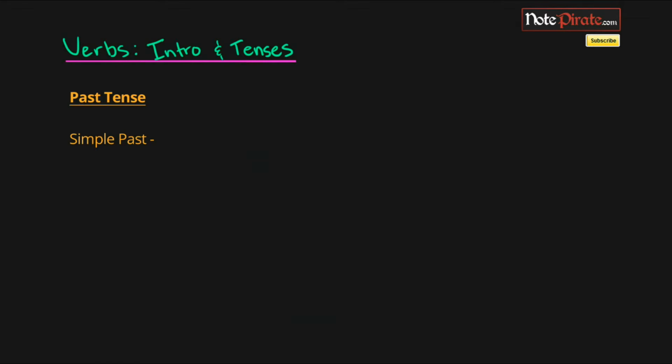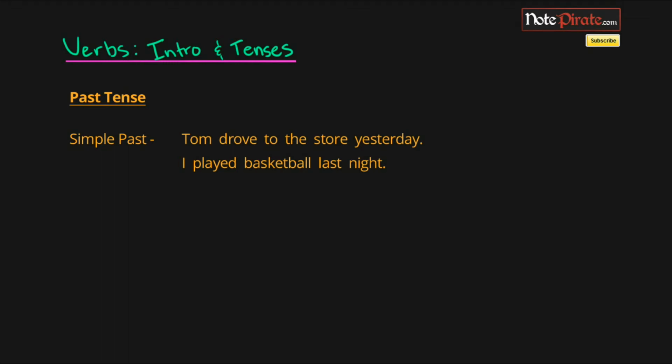So, like our present tense, we have simple past, like our simple present last time, which indicates that something happened in the past. Simple enough, right? For example, Tom drove to the store yesterday. Or I played basketball last night. So, drove and played are our verbs here, as opposed to drives and play, which were our examples in the present tense.